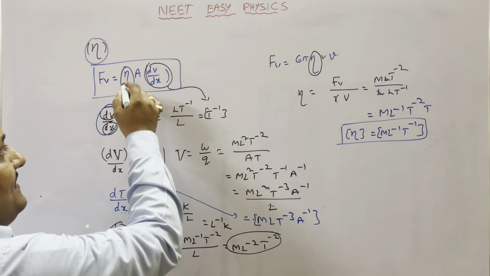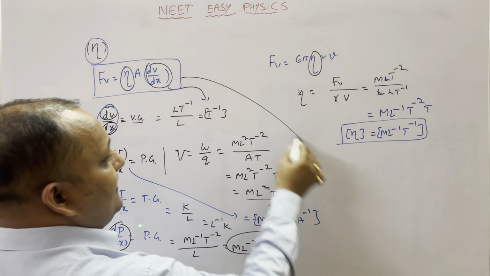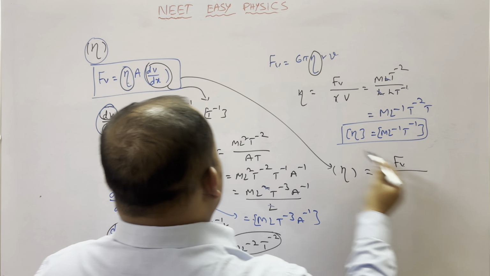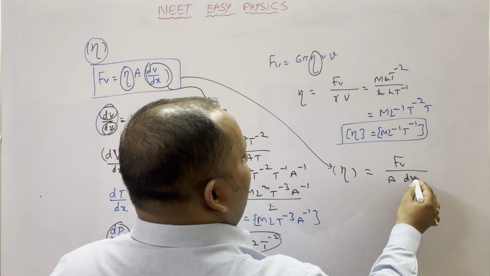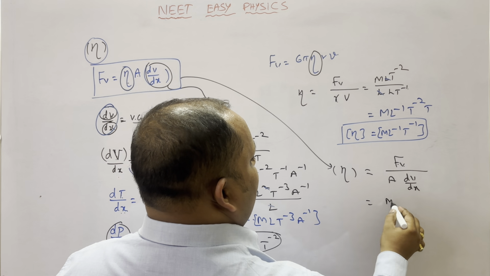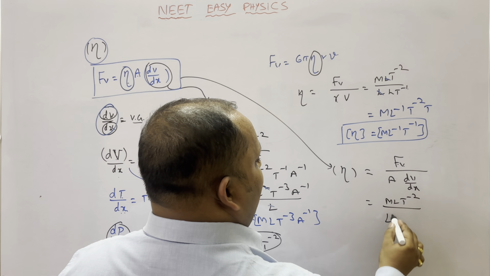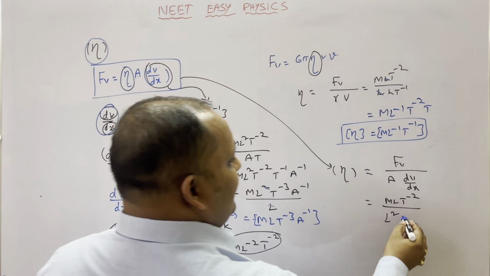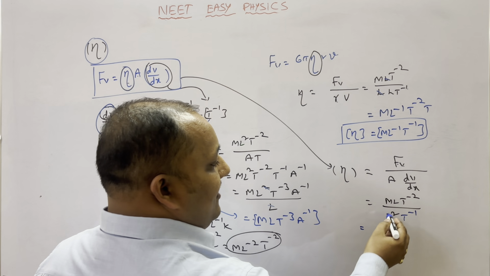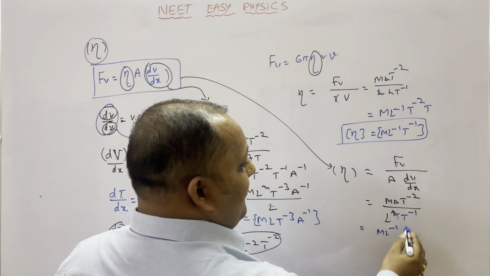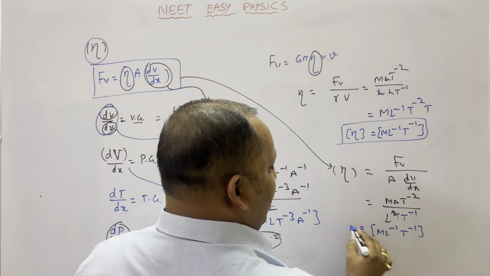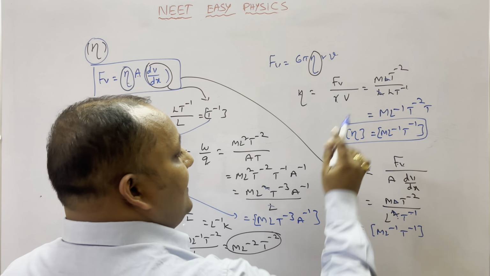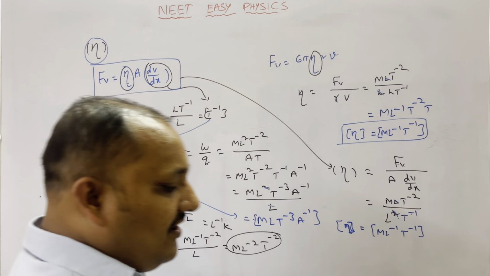Now will you get the same thing from this? We will see. From this, coefficient of viscosity is equal to Fv by area into dV by dx, that is viscous force by area into dV by dx. Viscous force M L T power minus 2. Area L square. What is dV by dx we got? dV by dx is T power minus 1. Send it to the numerator. One L will be cancelled. So M L power minus 1 T power minus 1. Therefore, both are going to be the same. This is the dimension formula for coefficient of viscosity.